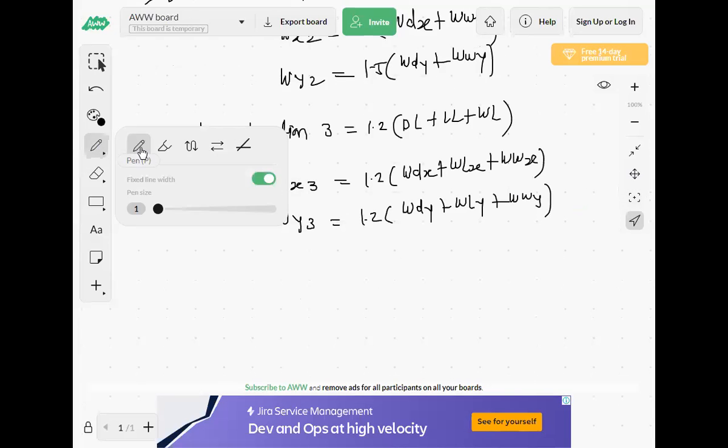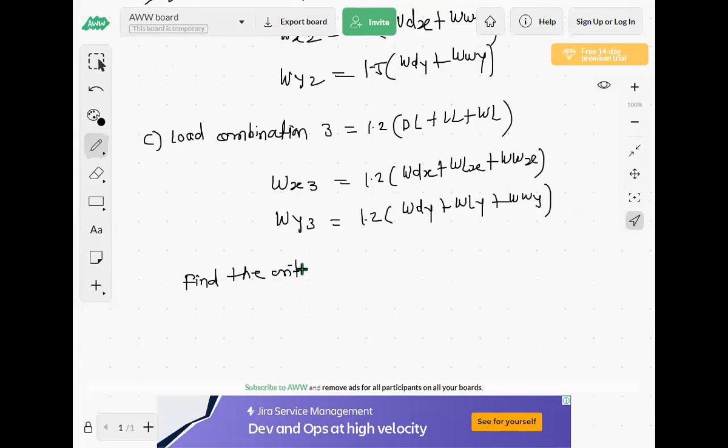And write down here one sentence. Find the critical load combination from above. So one is from X and one is from Y. We have to find critical. Critical means maximum.